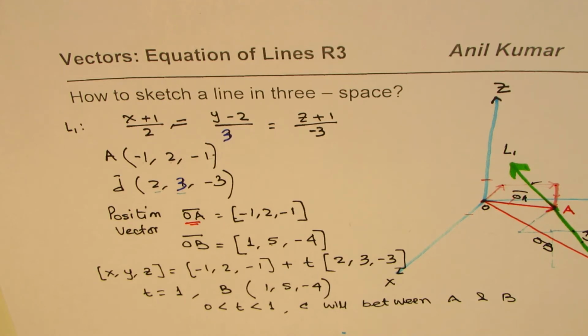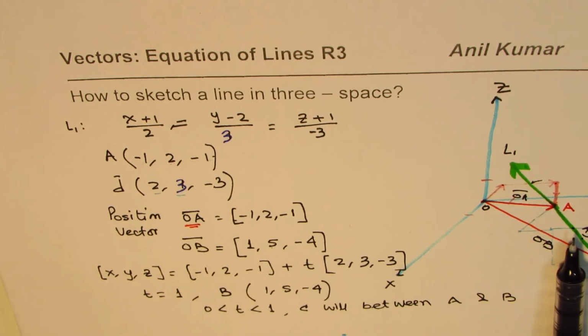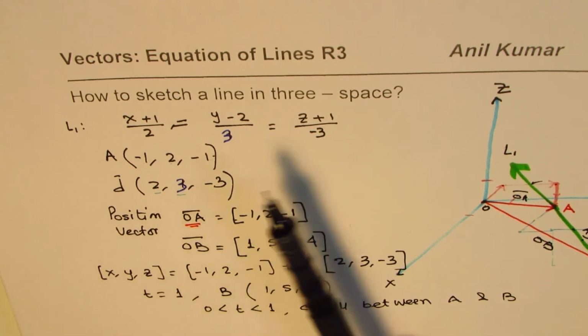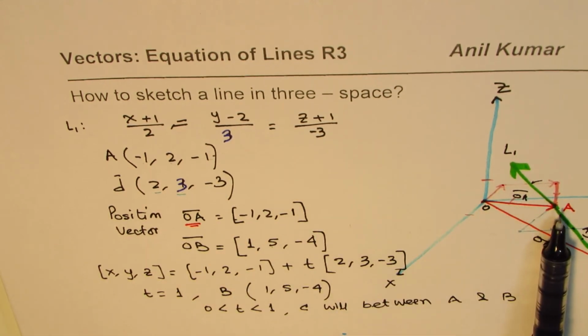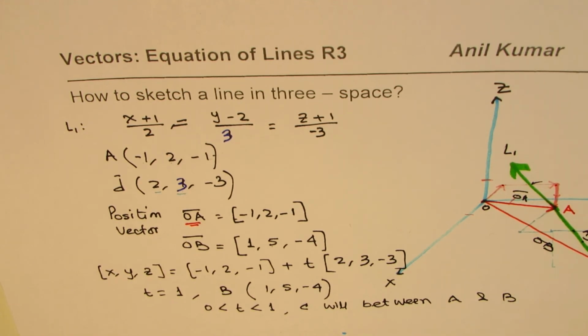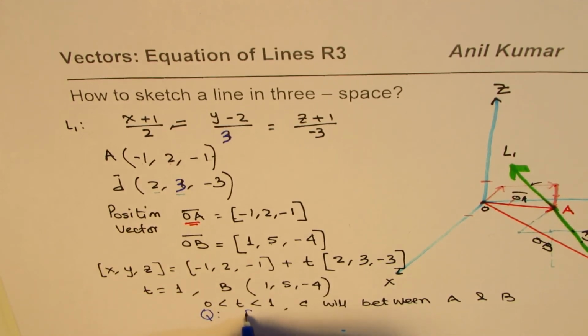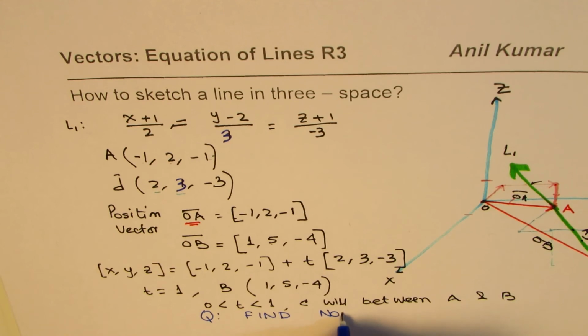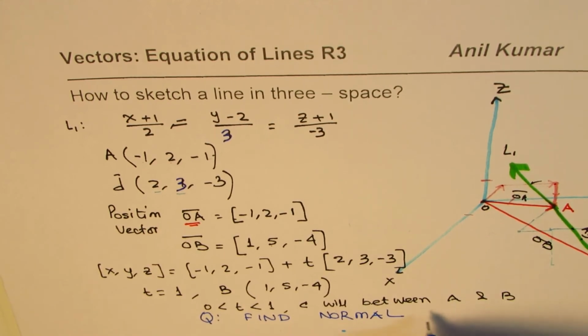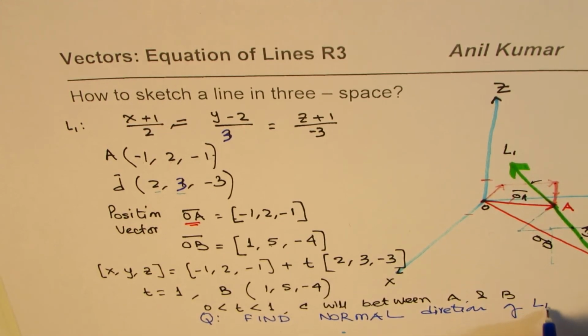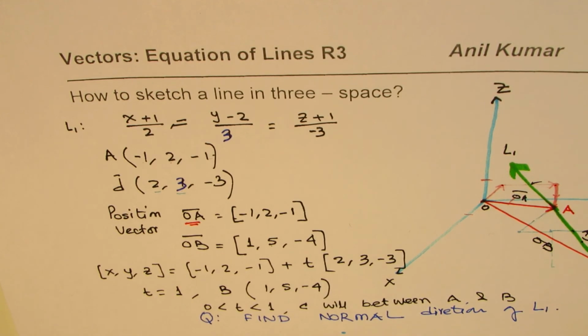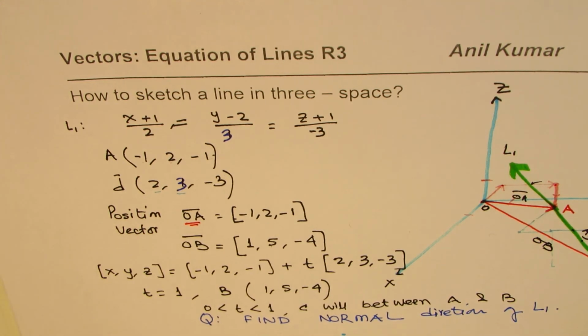I hope with this video you understand how we can start from any equation of a line. It could be in any form, and sketch it as shown in this diagram. Now, as an exercise, the question for you is: find the normal direction of L1, the line L1. Okay, so that's the question for you. How will you find the normal? And try to sketch it. Sketch the normal of this line on this particular graph. So let this be the question for you to practice.